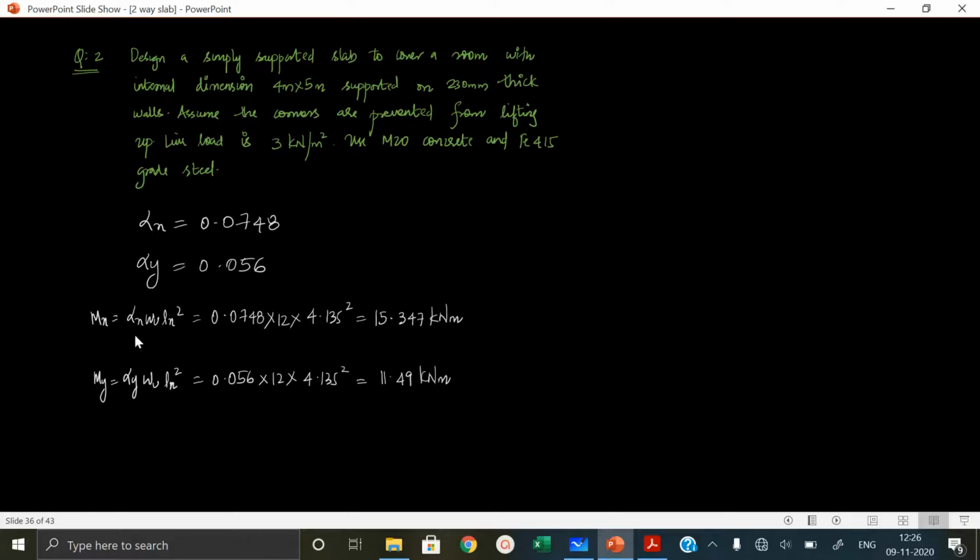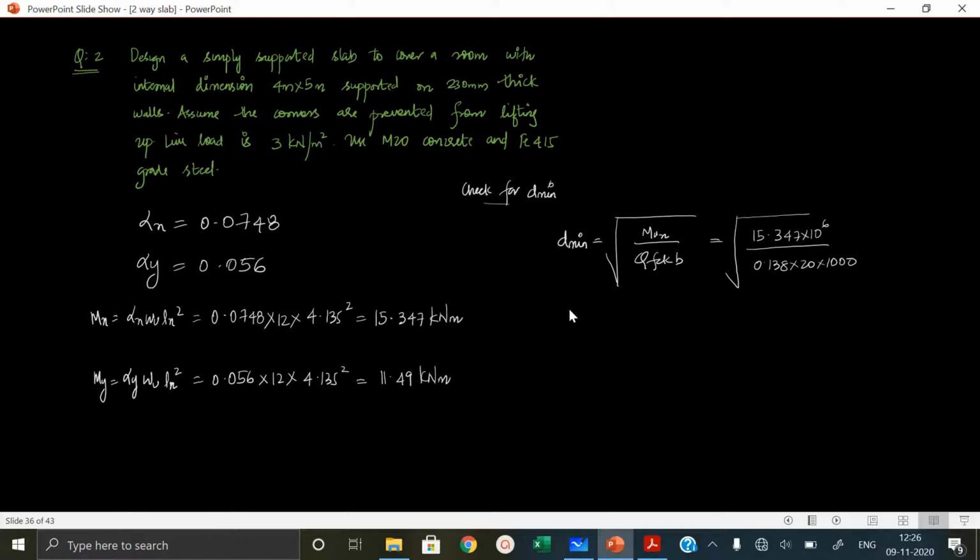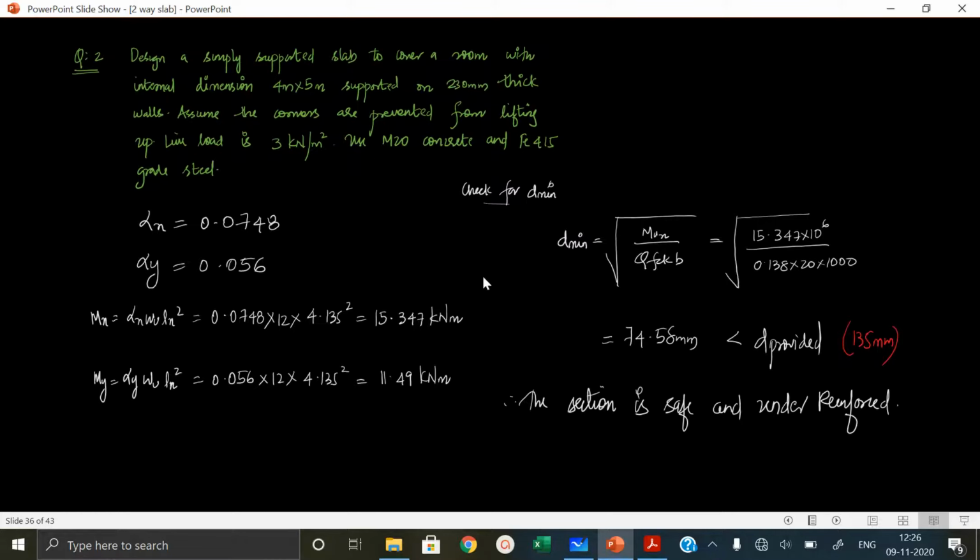Mx is equal to alpha x into wu into Lx square, and My is equal to alpha y wu into Lx square. From there, for the larger moment, we will check for d minimum. I will get the d minimum as root of Mu x divided by Q fck b. I'll get it as 74.58, which is less than d provided. So the case is fine. So the section is safe and is under reinforced.